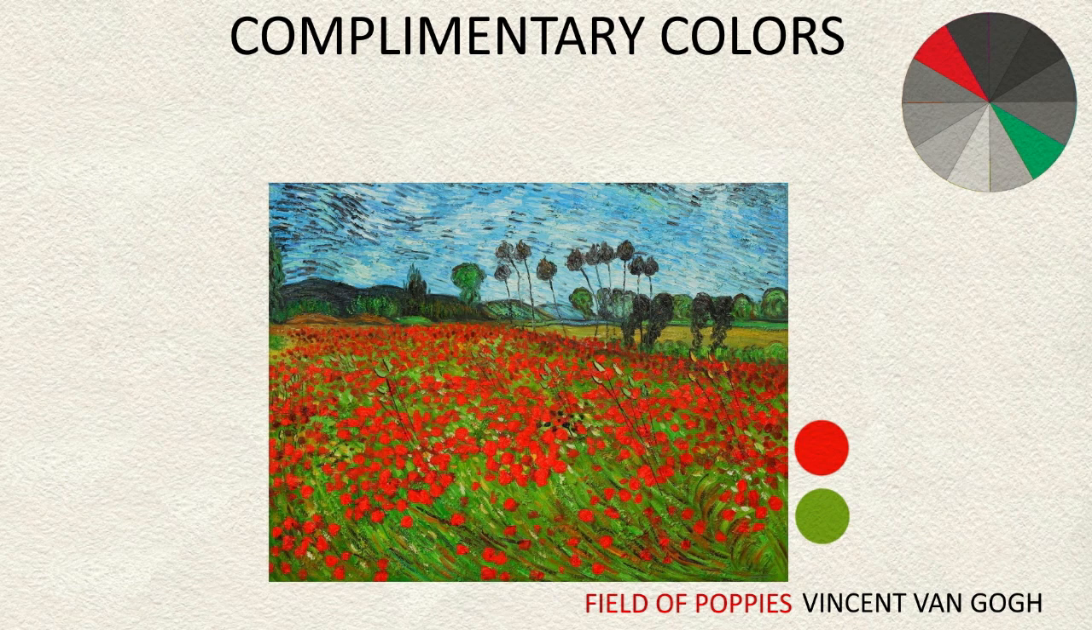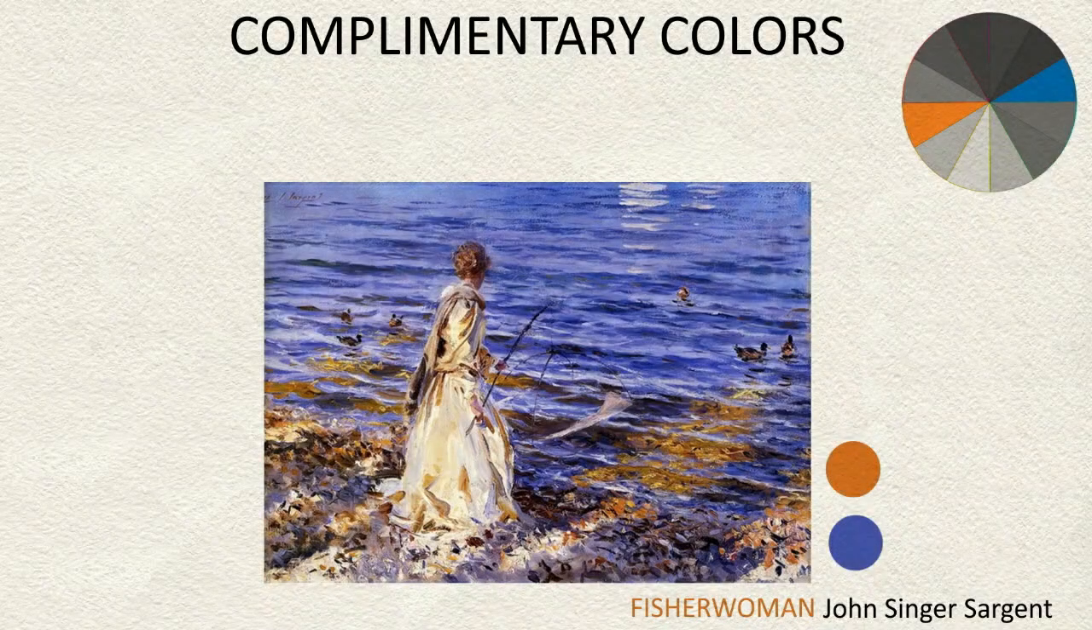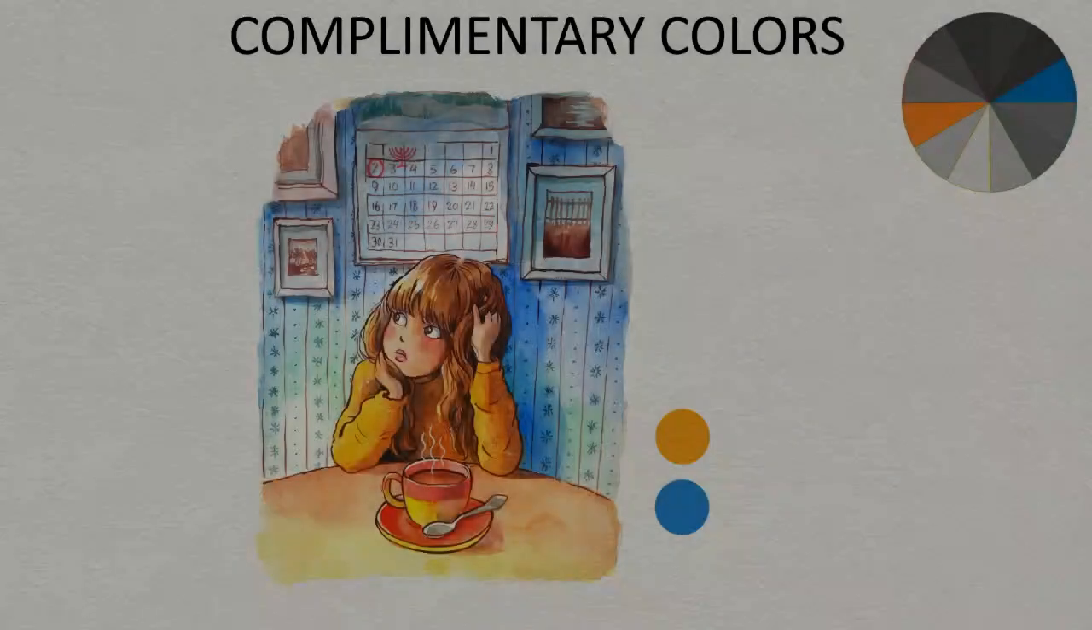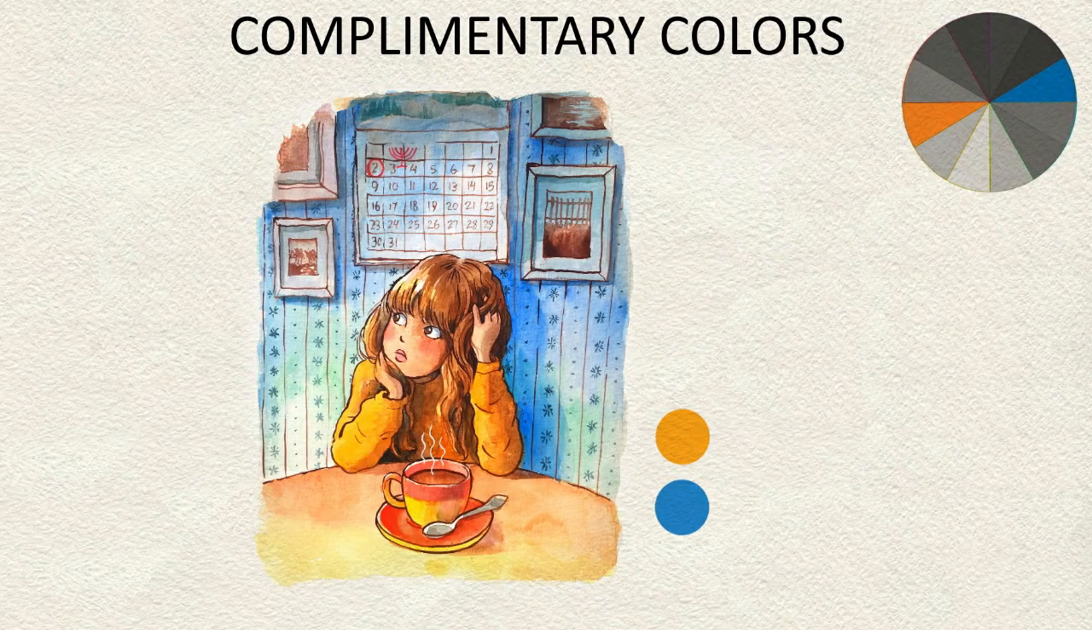See how Van Gogh's red poppies really pop against a background of green grass? In this painting, John Singer Sargent uses a more subdued palette of warm orange tones that contrast surprisingly with the vivid blue of the water. Here's one of my illustrations that also uses a complementary orange and blue color palette.